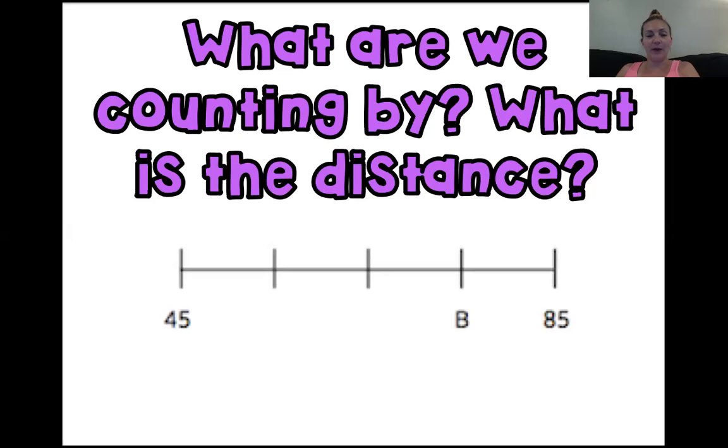Let's check here. We have 45, blank, blank, B, 85. So how are we going to get from 45 on the end to 85 on the other end with 3 lines in between? Could we do 45, 50, 55, 60, 85? That's not going to have the same distance every time. What if we did 45, 46, 47, 48, 85?